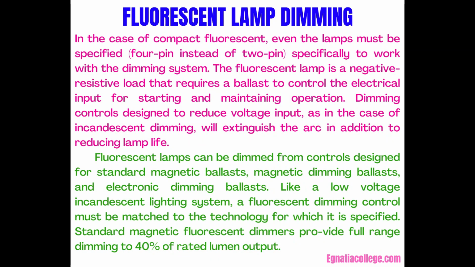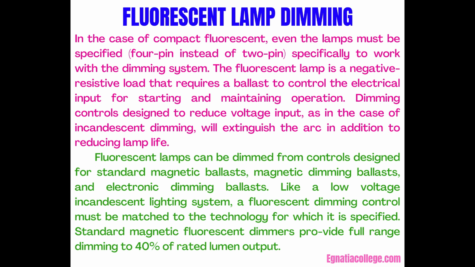Fluorescent lamp dimming. In the case of compact fluorescent, even the lamps must be specified 4-pin instead of 2-pin, specifically to work with the dimming system. The fluorescent lamp is a negative resistive load that requires a ballast to control the electrical input for starting and maintaining operation. Dimming controls designed to reduce voltage input, as in the case of incandescent dimming, will extinguish the arc in addition to reducing lamp life.